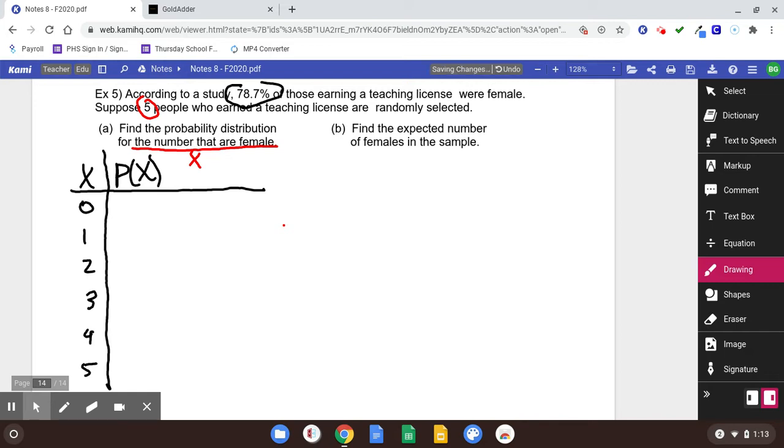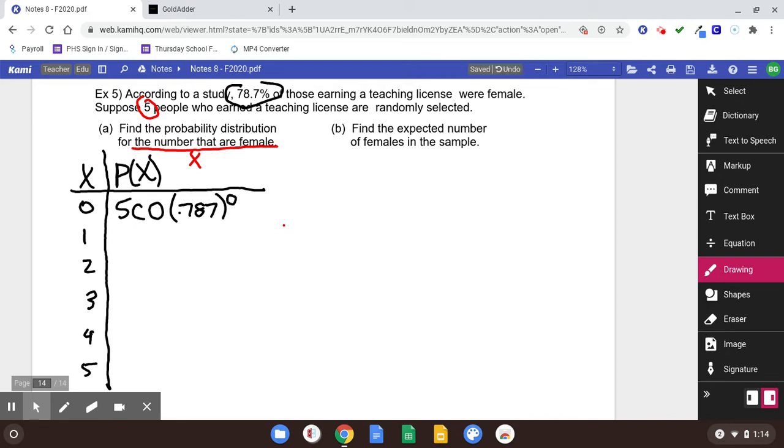78.7% of those were female. So this is a binomial distribution, and you can tell because in a problem like this, it's either they are or they aren't. They either are a female or they aren't a female. So if we think about it, we want 0 females for the first entry in our probability distribution. The way that works is out of the 5 selected, we're going to choose 0 of them to be females. And so this probability of 0.787 is going to happen 0 times.